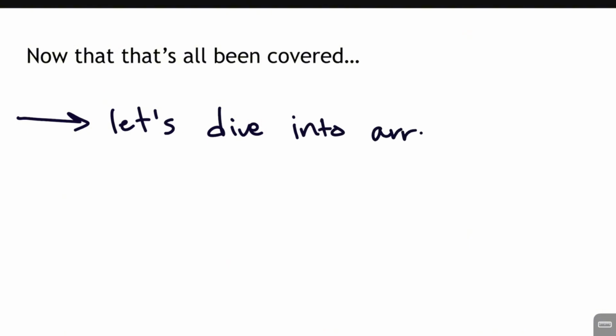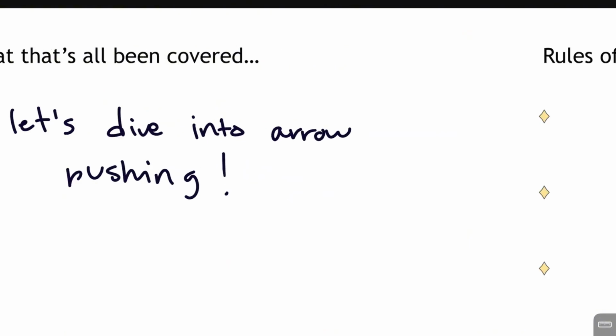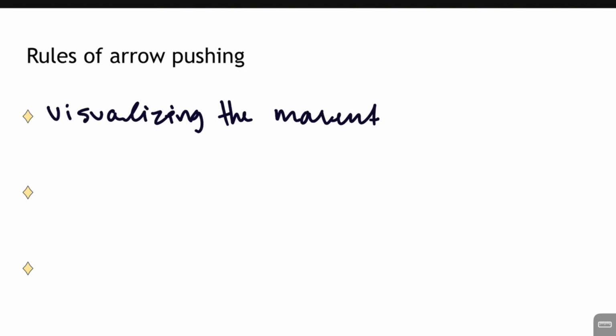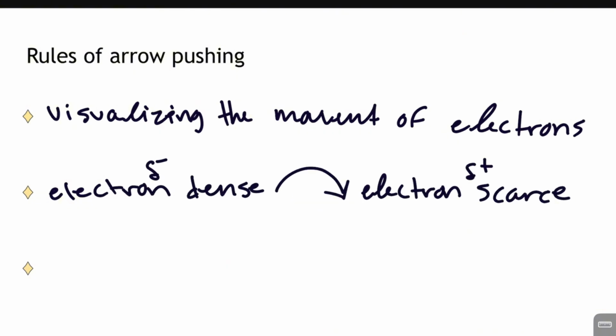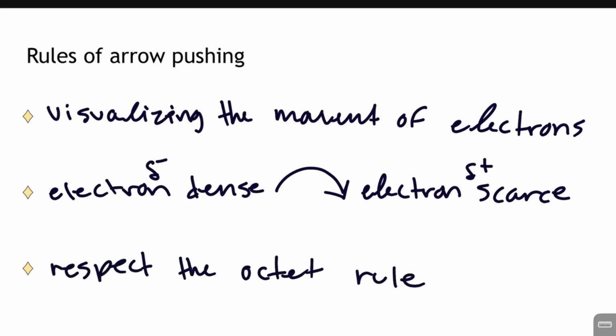Now that all of these concepts have been covered, let's dive into arrow pushing. There are 3 major rules to keep in mind when it comes to arrow pushing. First of all, you're visualizing the movement of electrons, not protons. You go from an electron-dense area to an electron-scarce area. And finally, you have to respect the octet rule at all times.